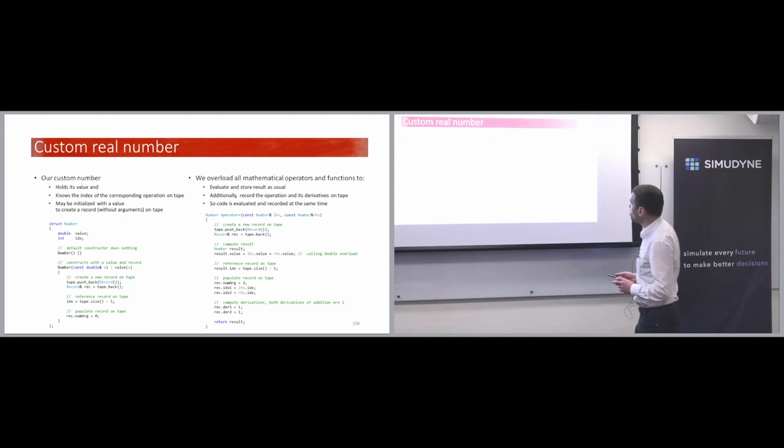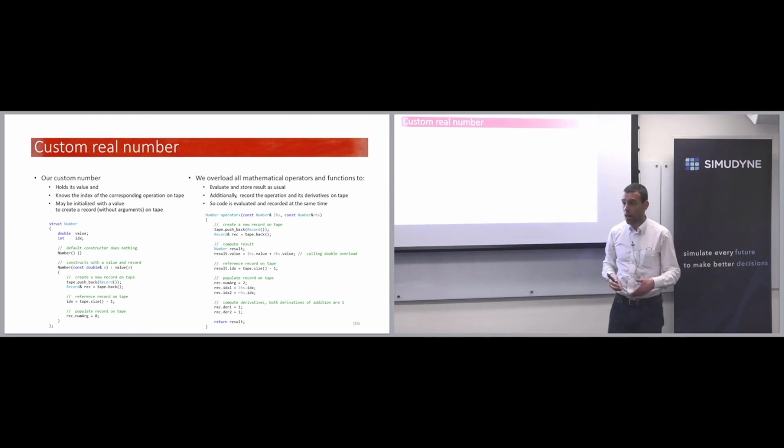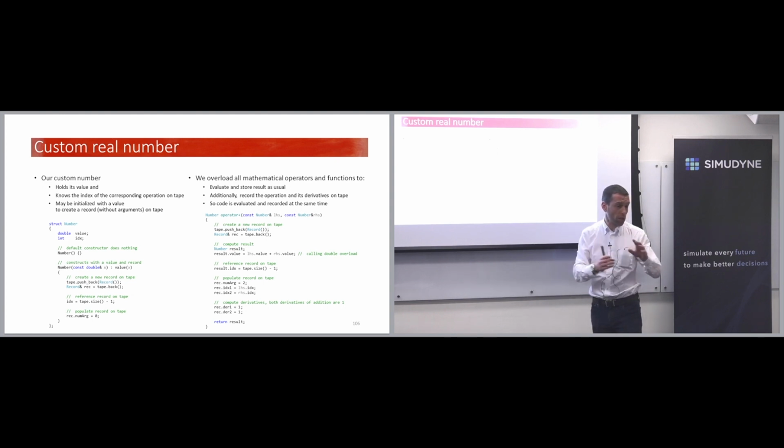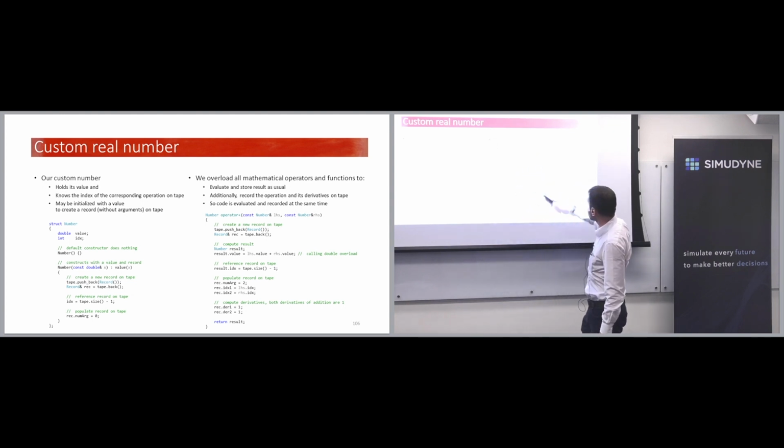And now what we need to do is to overload all the mathematical operators. So what we need to do is actually not only record, but also evaluate and store the results, because we want to perform the calculation at the same time as we store it on tape to be able to differentiate it later. So we actually evaluate and store results as usual, but in addition, we also record the operation and its derivatives on tape. So code is evaluated and recorded at the same time.